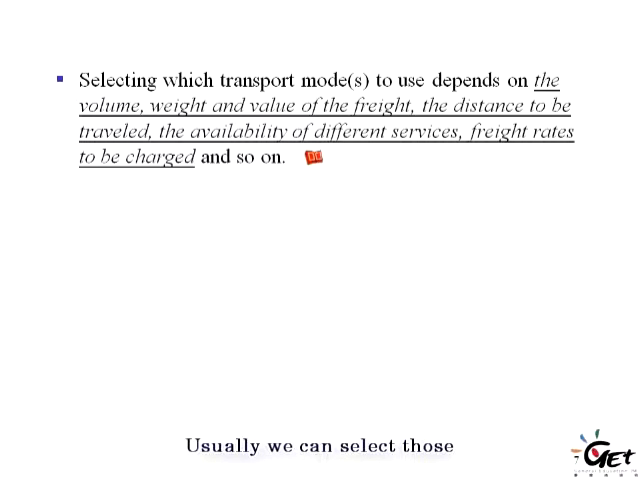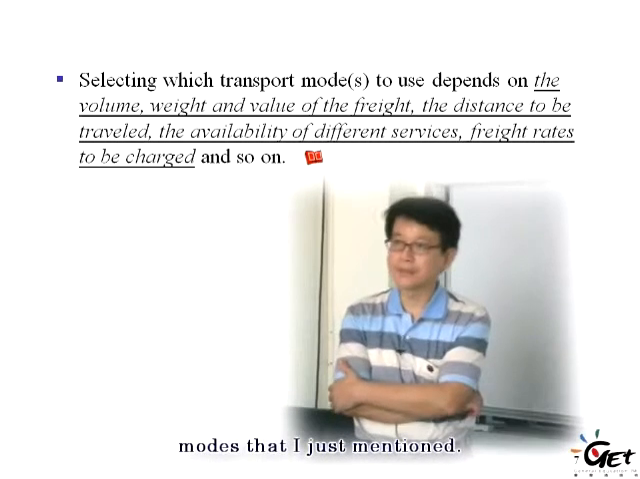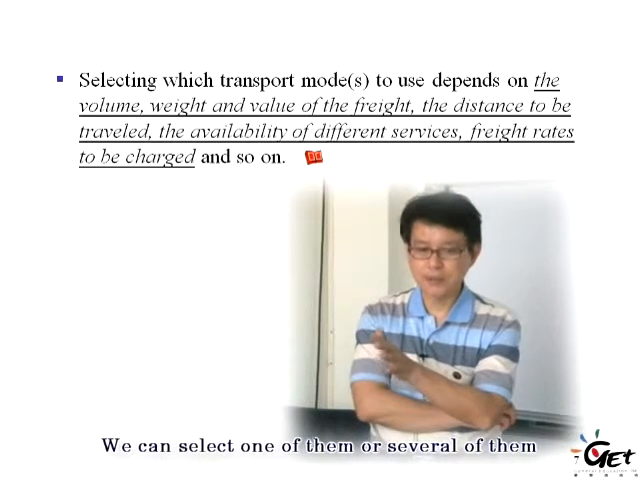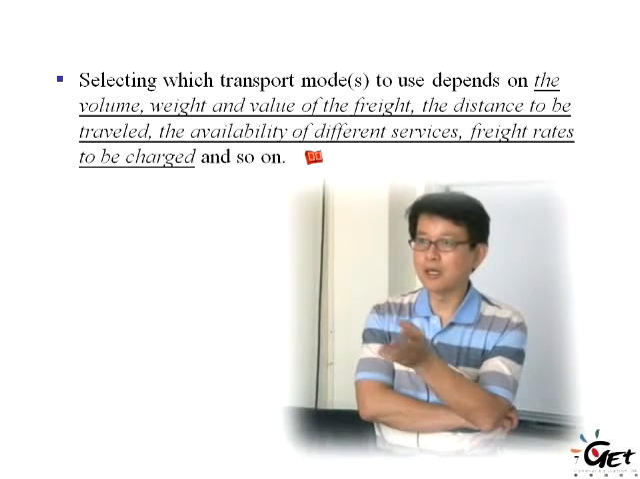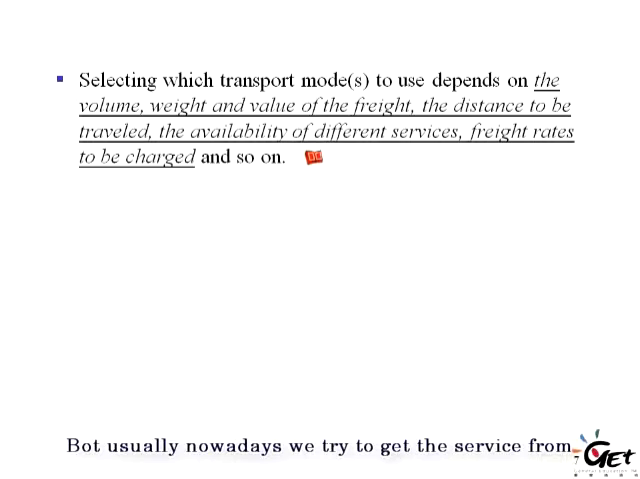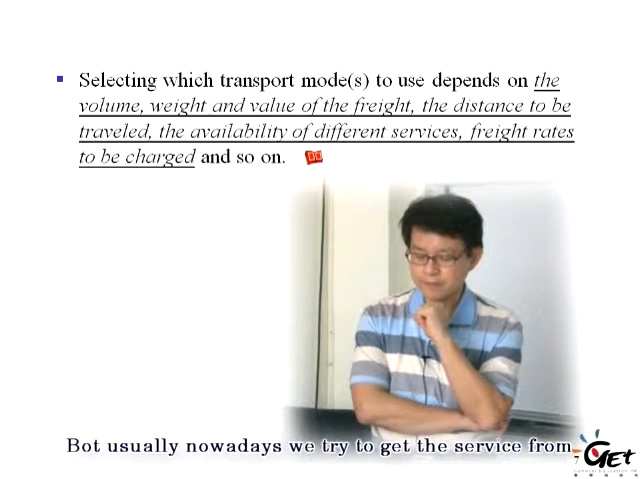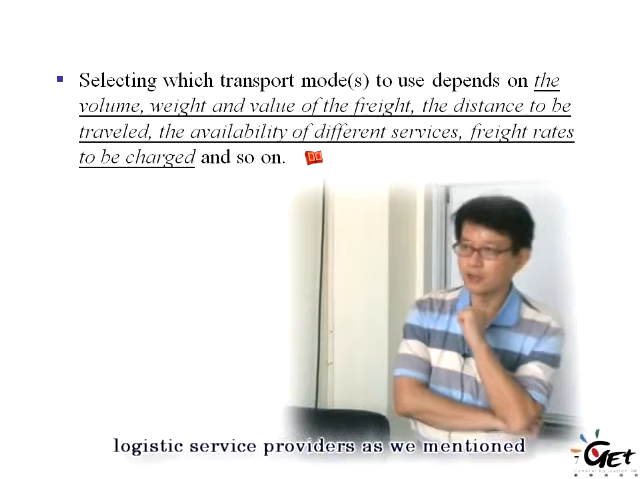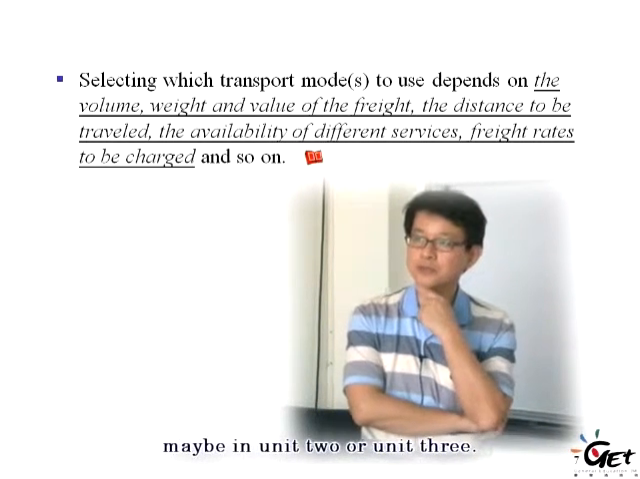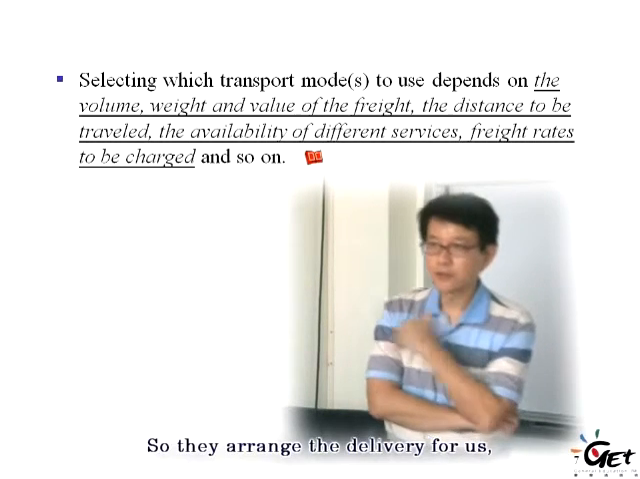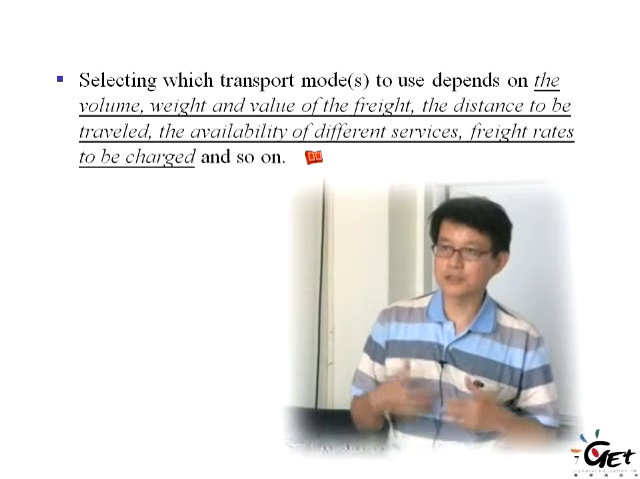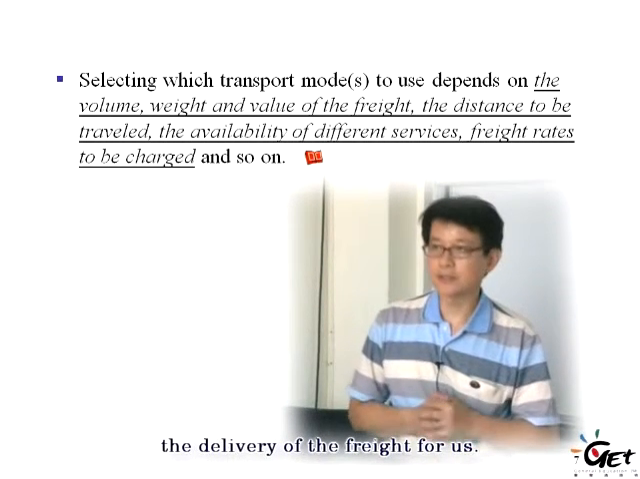Usually we can select those modes that I just mentioned. We can select one of them, or we can select several of them together for our freight. But usually nowadays we try to get the service from logistics service providers, right? As we mentioned in maybe Unit 2 or Unit 3. So they arrange the delivery of the freight for us, right?